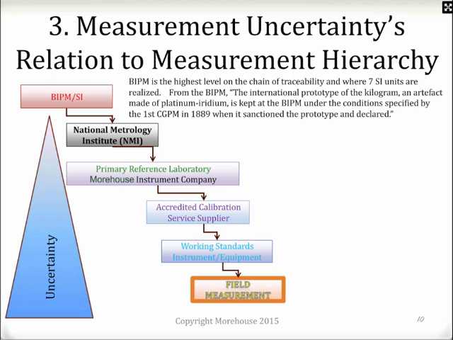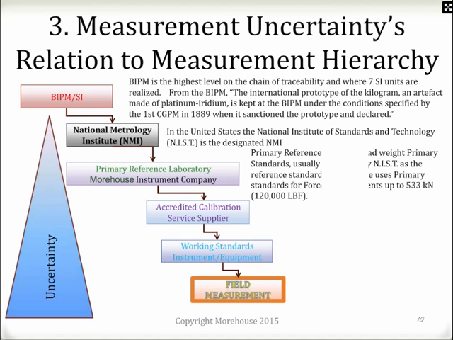If we break this down a little bit, we look at the first level, the BIPM. The BIPM is the highest level on the chain of traceability and where the 7 SI units are realized. From the BIPM, the international prototype of the kilogram, an artifact made of platinum iridium, is kept at the BIPM under the conditions specified by the first CGPM in 1889 when it sanctioned the prototype and declared. And an NMI. In this country, the United States, the National Institute of Standards and Technology, commonly referred to as NIST, is the designated NMI.